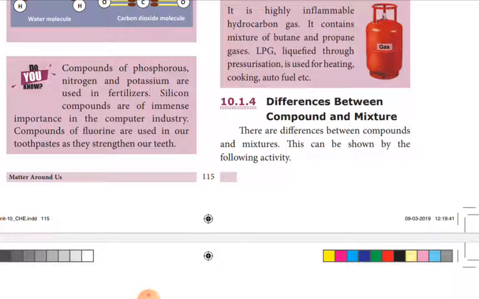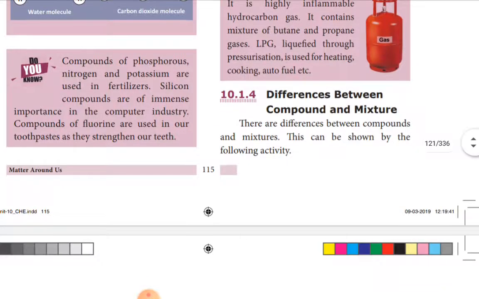Then it also says silicon compounds are of immense importance in the computer industry and in electronic devices. They are used in the form of chips. And also see the compounds of fluorine, which is used in toothpaste to give more strength to our teeth.